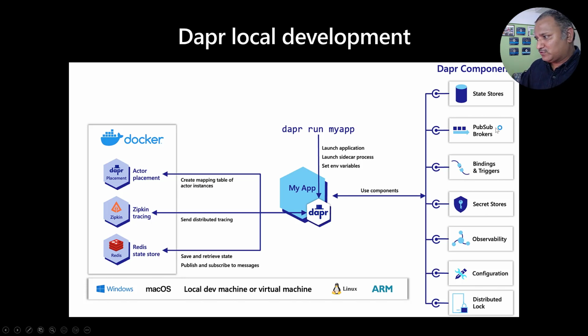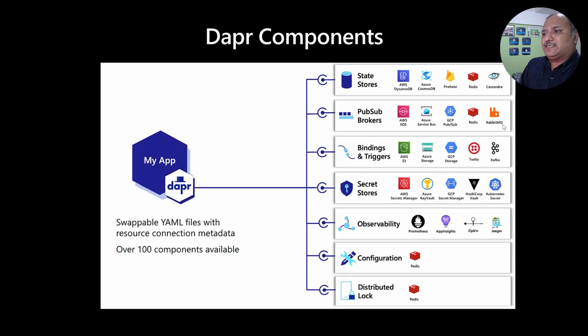In our case, we used the PubSub component for RabbitMQ, but there are other components which we will see later in the subsequent parts of this series. We will be using some other components as we go along. So in terms of the components which Dapr supports, there are various ones, like 100 components as of this date available under state stores. We have common states like AWS DynamoDB, Azure Cosmos DB, Firebase, Redis, Cassandra. In terms of the PubSubs, we have the common PubSub brokers like RabbitMQ, Redis, Azure Service Bus, AWS SQS, and we can look at all the other types as well.